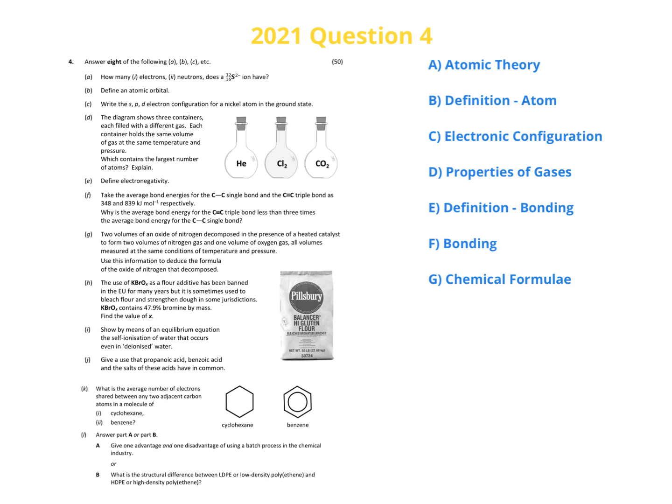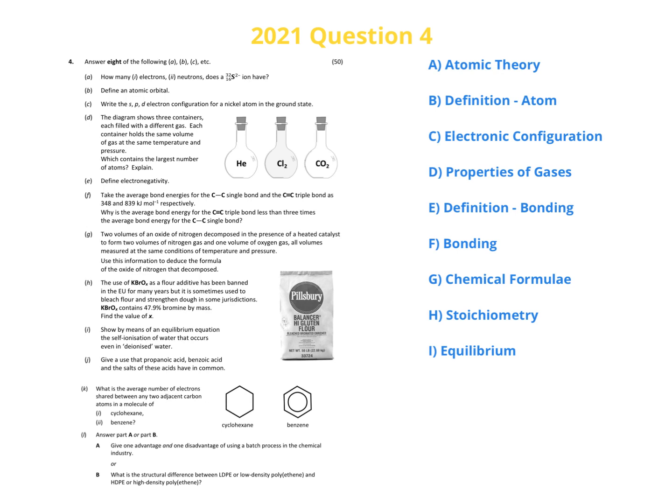Part H says the use of KBrOx as a flour additive has been banned in the EU for many years, but it is sometimes used to bleach flour and strengthen the dough. They tell you that bromine is 47.9% by mass of the whole formula, and they ask you to find x. So that is a stoichiometry calculation there. Part I says show by means of an equilibrium equation the self-ionization of water that occurs even in deionized water. So that is coming from the equilibrium and the water chapter.